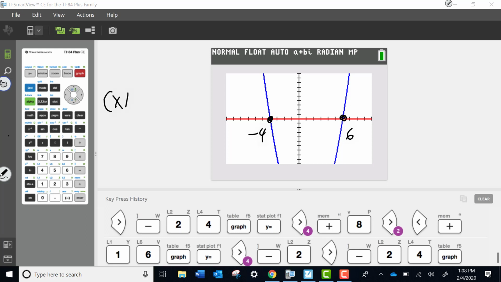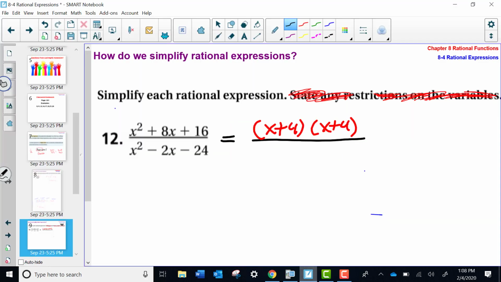x plus 4, x minus 6. These are the factors. Solutions, factors. x plus 4, x minus 6.